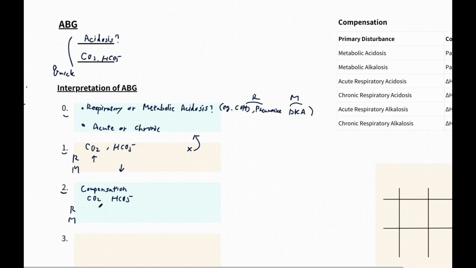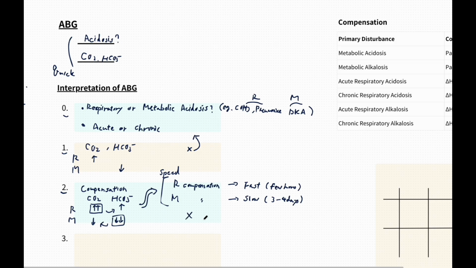If CO2 is elevated as expected, the kidney restricts bicarbonate excretion, so bicarbonate also rises. In metabolic acidosis, bicarbonate is low. Respiratory compensation lowers CO2. Respiratory compensation happens first, within a few hours. Renal metabolic compensation is slow, taking 3 or 4 days. If compensation is outside the expected range, think about mixed acid-base disorders. High CO2 but low bicarbonate. High bicarbonate but low CO2. This combination suggests something more complex.